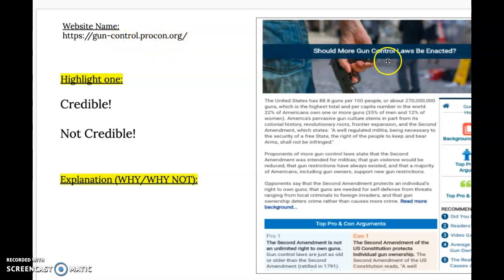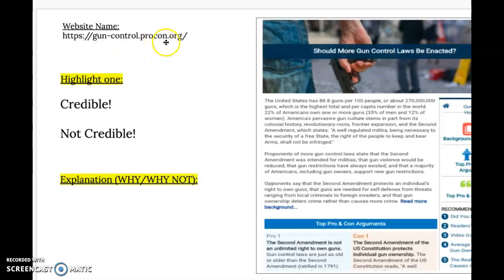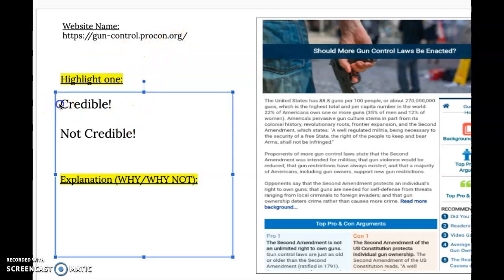guncontrol.procon.org, and it looks like it's talking about an argument. Should more gun control laws be enacted? I'm just kind of skimming through. There's some statistics in here. I notice it also has the pro side and the con side. Okay, when I go back to that slide I showed you, like a checklist, .org is an ending of a credible source. This one was a .org. So this website, I would highlight credible.